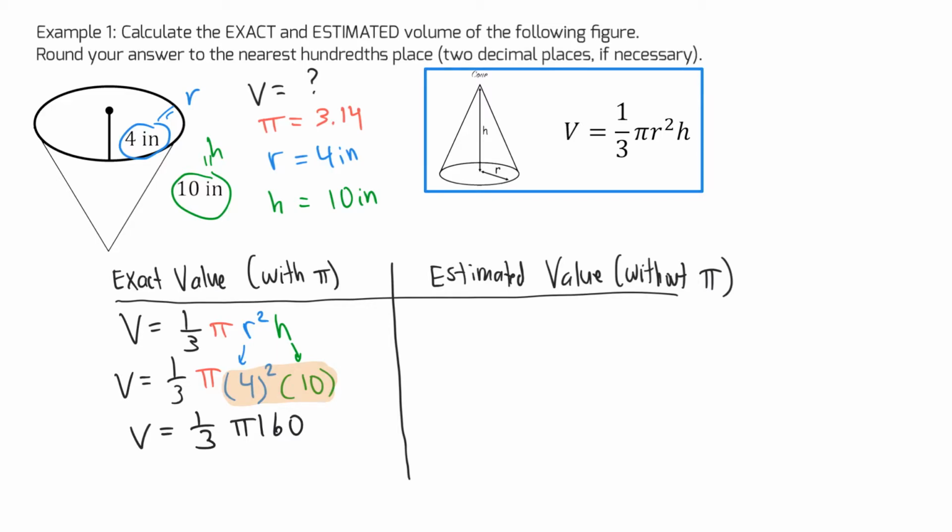Now I want to simplify this even further. I'm going to do 160 times 1/3, which simplifies into 160 divided by 3 pi inches cubed.